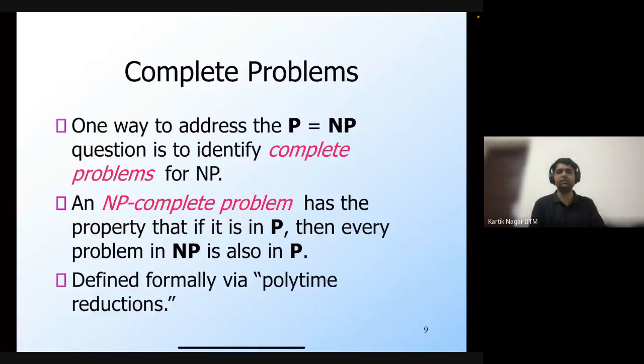This is defined formally using the concept of reductions, but now we are talking about polynomial time reductions. Basically, every problem in NP can be reduced to an instance of the NP complete problem. So this means that if the NP complete problem has a deterministic polynomial time bounded algorithm to solve it, then every problem in NP is also going to have a deterministic polynomial time bounded algorithm.